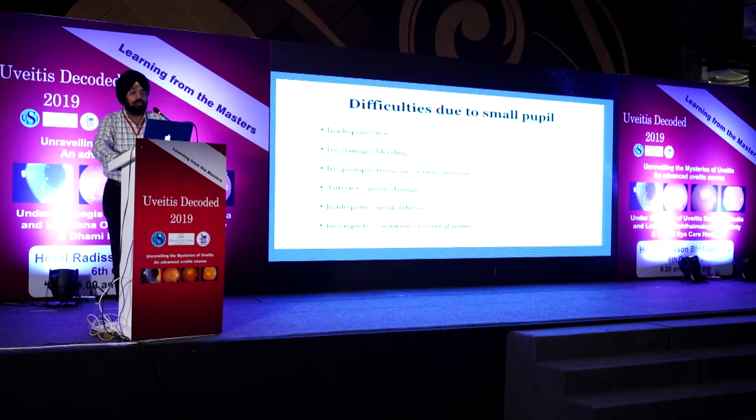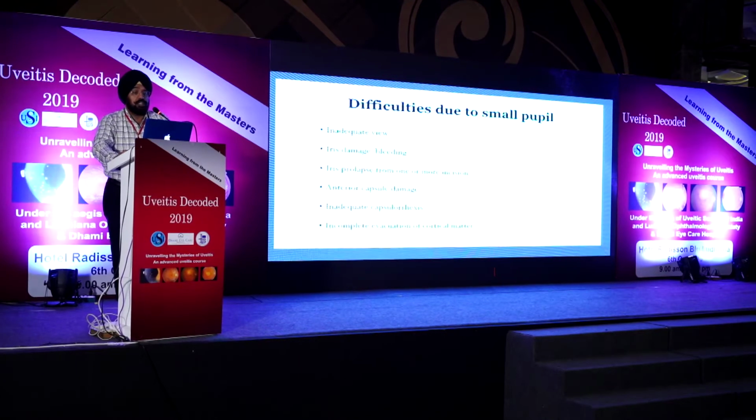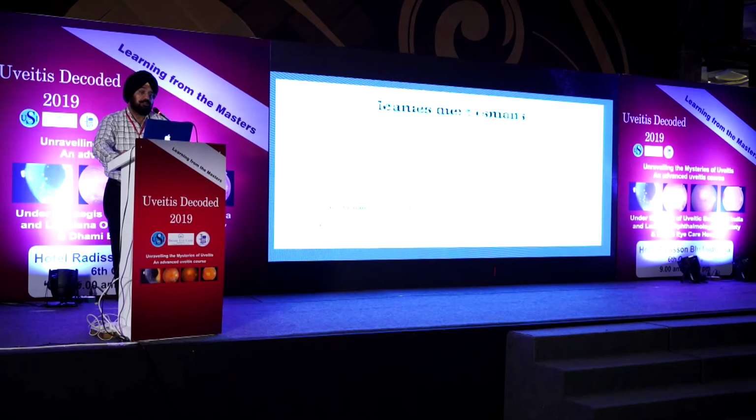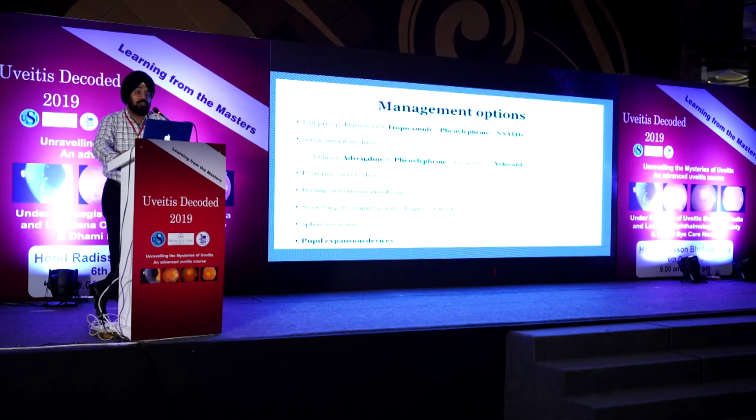Difficulties of small pupil we all know. They start from inadequate view, they prolapse from the incisions, and there's capsular damage. Rhexis is difficult and incomplete evacuation of the lens matter and cortical matter. Management options start right with full dilatation with tropicamide, phenylephrine, and NSAIDs.